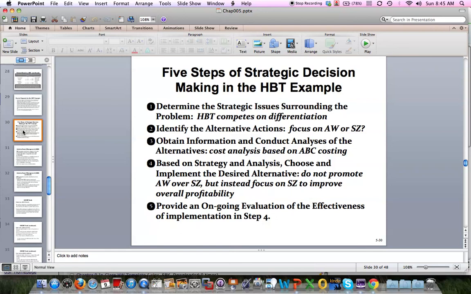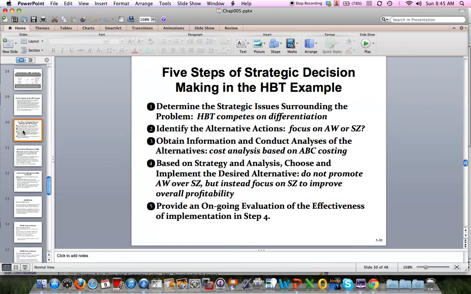Okay. So question number 2 then, identify alternative actions, focus on AW or SC. HBT was considering an advertising campaign, and reallocating manufacturing facilities to favor the AW product line. They may think twice about that now.